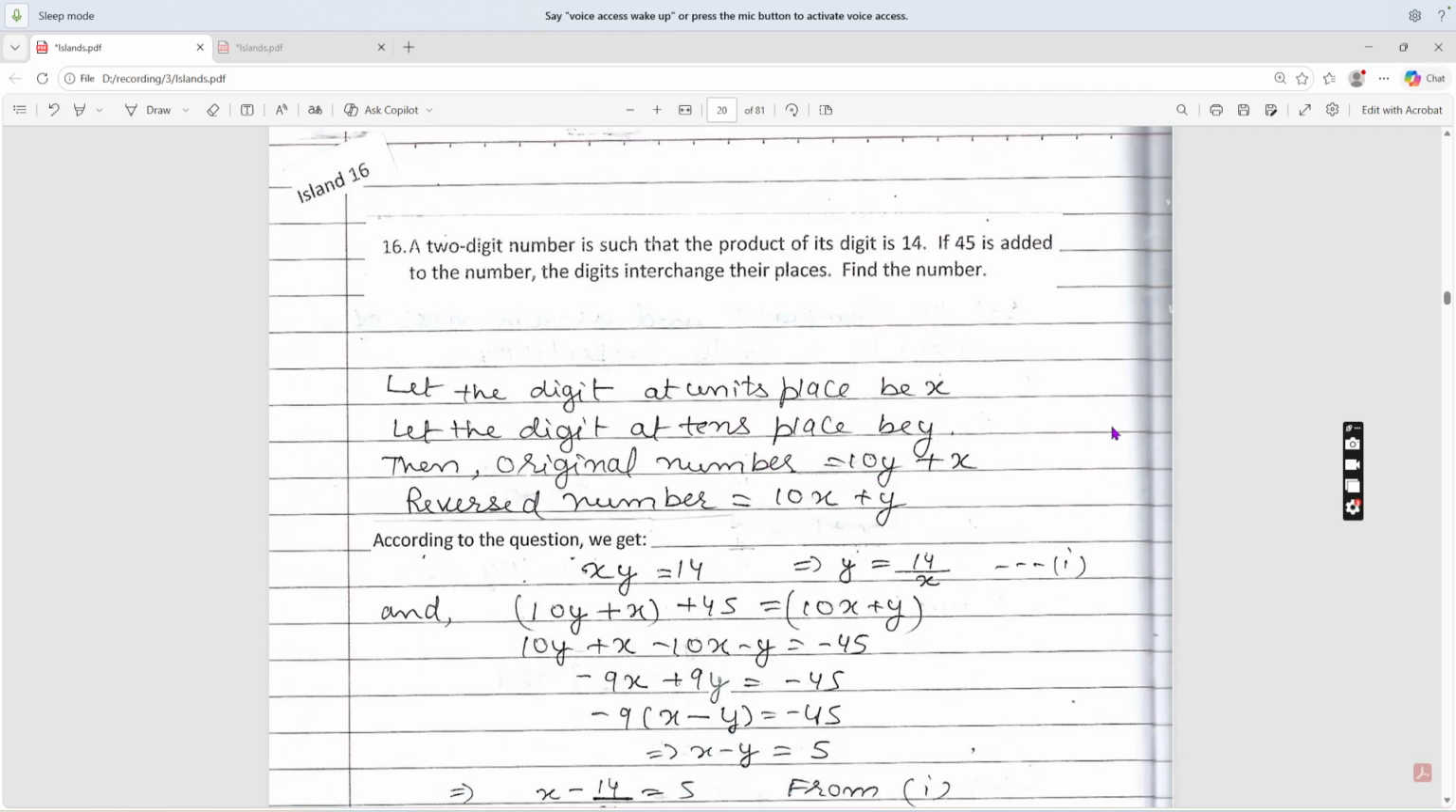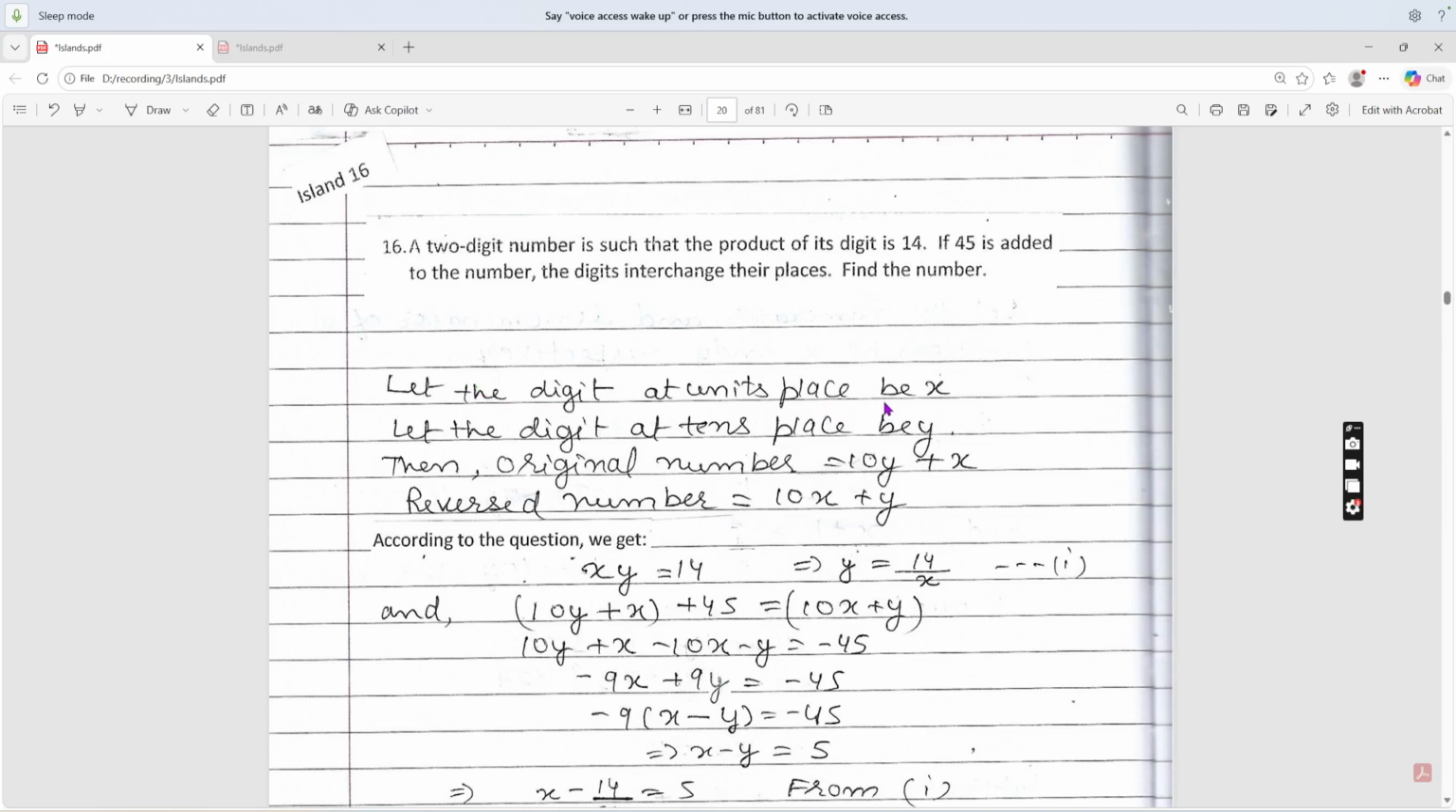A two-digit number is such that the product of its digits is 14. If 45 is added to the number, the digits interchange their places. Very simple. Again, we are going to proceed in the same pattern. Whenever these types of questions emerge, we have to do the 4 steps that are mandatory, that I also told you in the previous sessions.